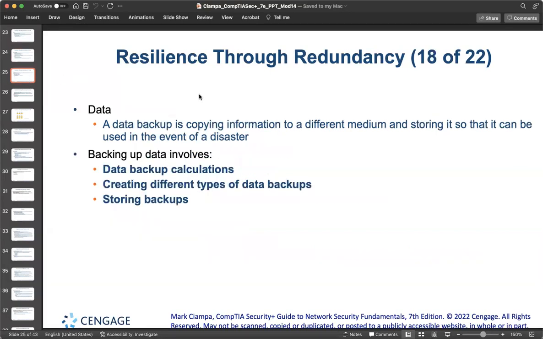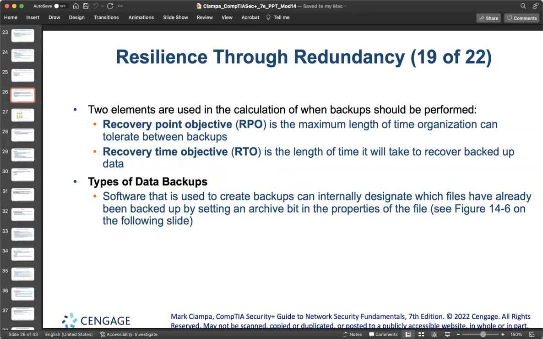So how about the data itself, right? For the data, we need to go with backup. Backup is the solution for the issue of data resiliency. A data backup is copying information to a different medium and storing it so that it can be used in the event of a disaster. Soon we're going to talk about the 3-2-1 rule, which is the rule of backing up, right? Backing up data involves data backup calculations, creating different types of data backups, and then storing those backups in a location that is available easily and readily in case of a disaster.